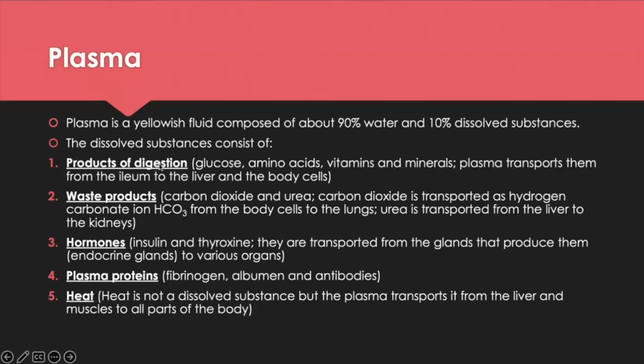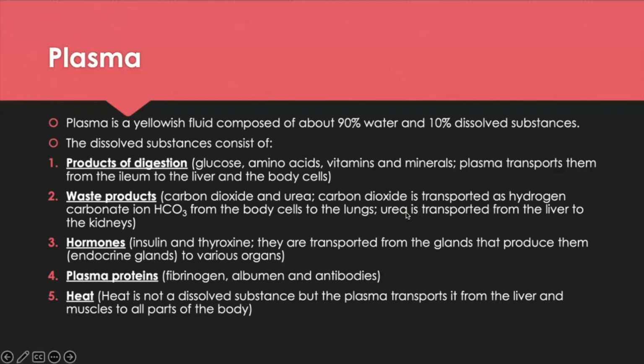You could have products of digestion. This includes glucose, amino acids, vitamins, and minerals. Plasma helps to transport them from the ileum to the liver and the body cells. In plasma, you could also have waste products such as carbon dioxide and urea. Carbon dioxide is transported as hydrogen carbonate ion, HCO3-, from the body cells to the lungs, and urea is transported from the liver to the kidney.